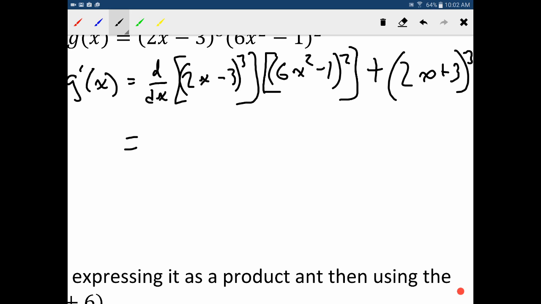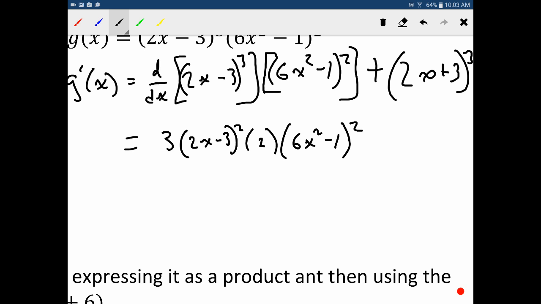So to take the derivative of 2x minus 3 all to the power of 3, we're going to say, all right, well then that's 3 times 2x minus 3 to the power of 2. But then we have to multiply that by the derivative of 2x minus 3. So that's going to be 2. Okay, then we have to multiply it by 6x squared minus 1 to the power of 2.